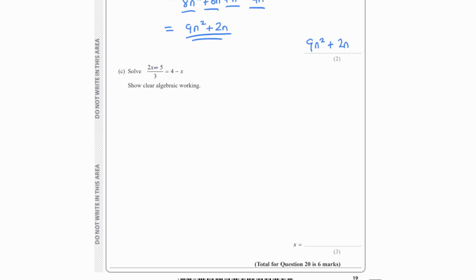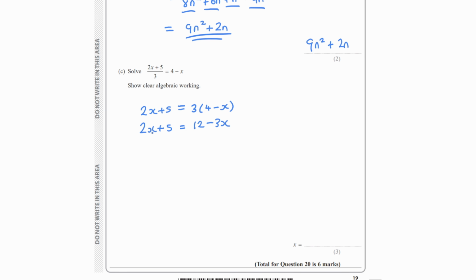Part C, solve this equation, show clear algebraic working. What I'm going to do is multiply both sides by 3 to undo the division by 3 on the left-hand side. I do need to remember to multiply both of these terms by 3. So let's go ahead and expand our bracket. It wants us to show clear algebraic working, so do 3 multiplied by 4 to give you 12, and 3 multiplied by negative x to give you negative 3x.